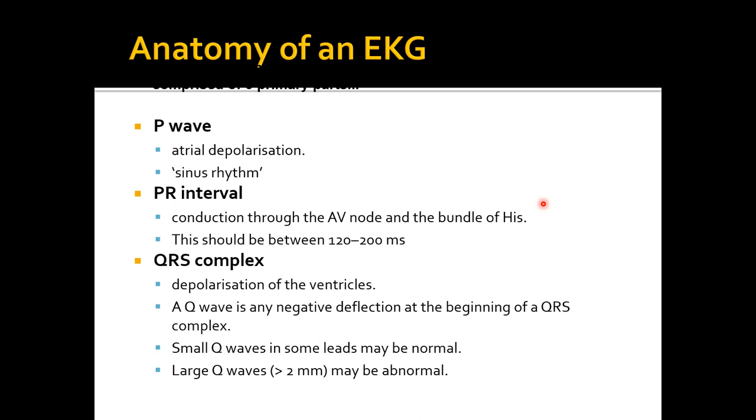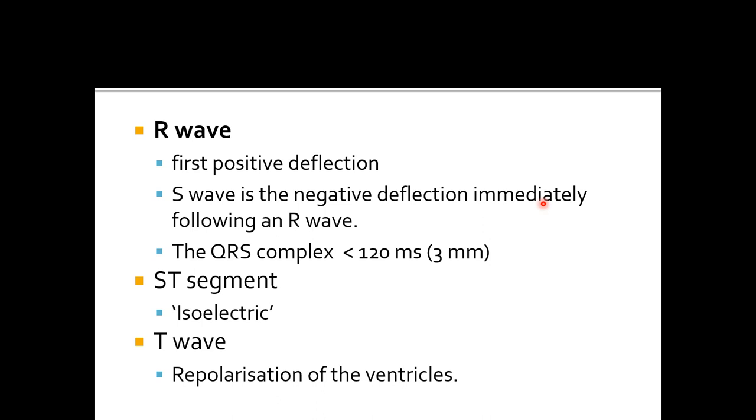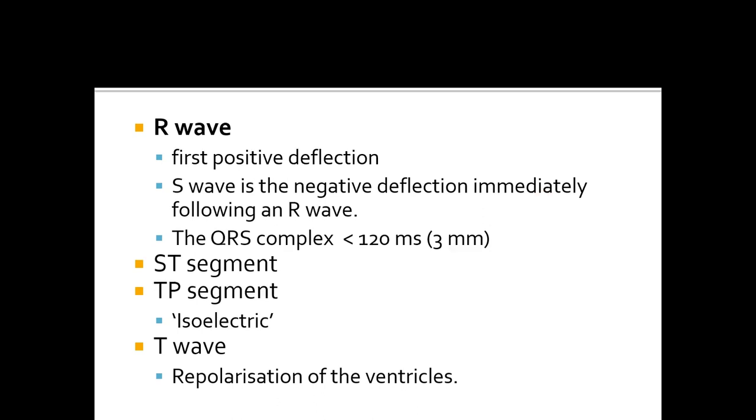PR interval basically depicts the conduction through the AV node and the bundle of His. और जब AV node या bundle of His में problem आएगी तो PR interval prolong हो जाएगा. QRS complex basically is the depolarization of the ventricles. A Q wave is any negative deflection at the beginning of a QRS complex. So the first negative deflection. Small Q waves in some leads may be normal, large Q waves are pathological. So the R wave is the first positive deflection, S wave is the negative deflection immediately following the R wave, in the QRS complex.